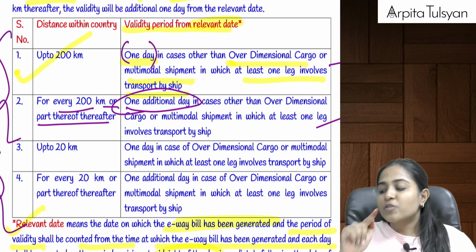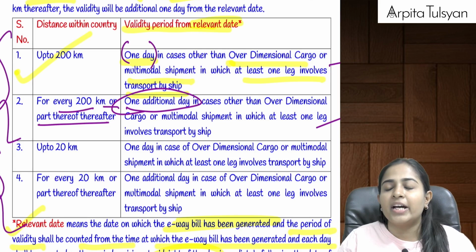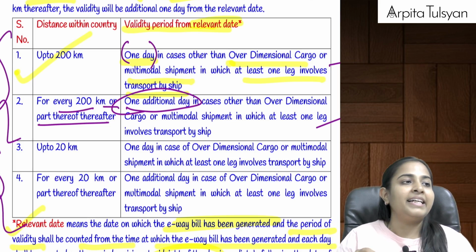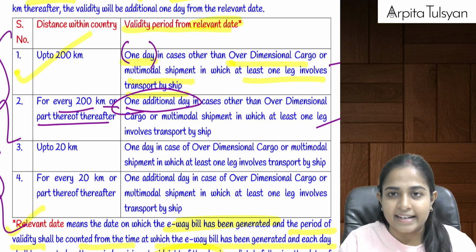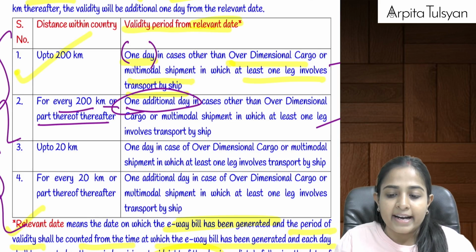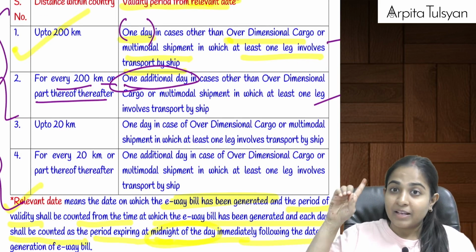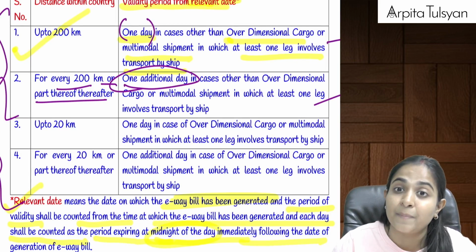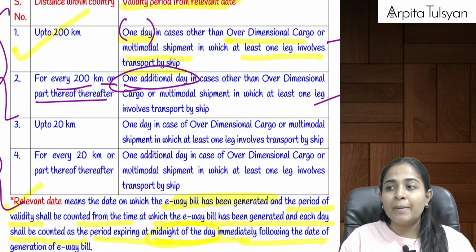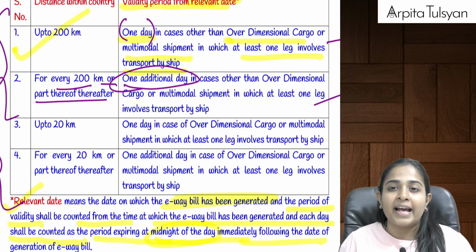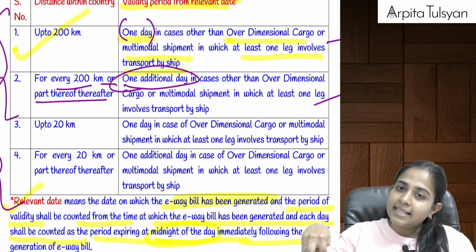Now, this 1 day plus 1 day, whatever we are calculating, this validity is from which date? This validity is going to be from a relevant date. Ma'am, what do you mean by relevant date? Relevant date is the date when the e-way bill has been generated, that is, part B has been generated. Remember, part A plus part B both need to be generated. Once both are filled and uploaded, only then the e-way bill is generated. That date is called the relevant date.